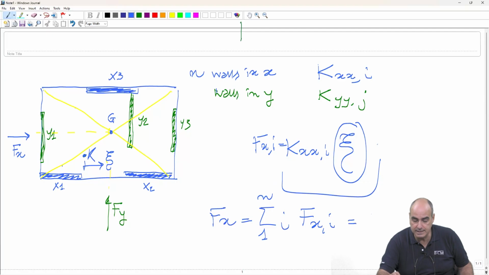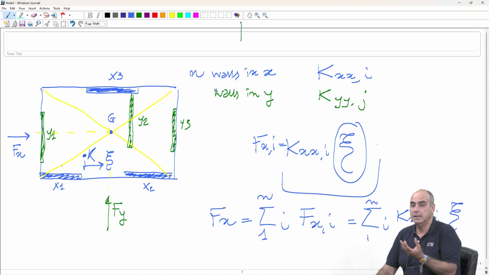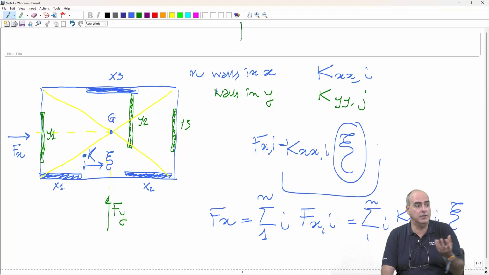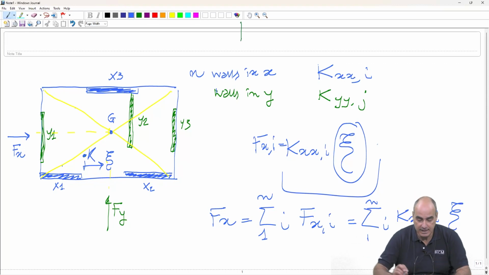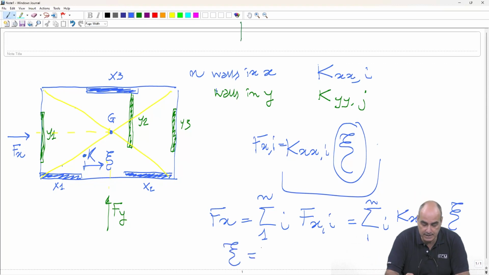But you can replace this here, and you have the sum of kxi times xi. And you see here xi is a quantity which does not depend on the sum. It's a common term. So you see the power of that assumption. You see the mathematical possibility of handling this very simply, and you find that xi is equal to Fx divided by the sum from i equal 1 to n of kxi.